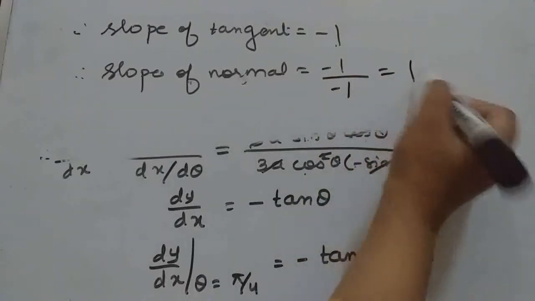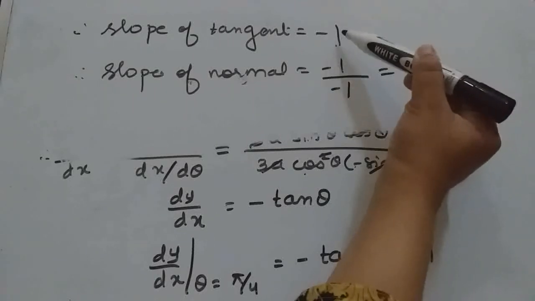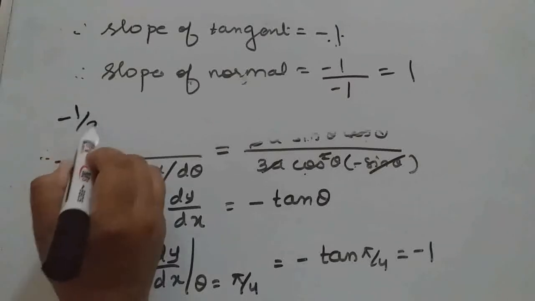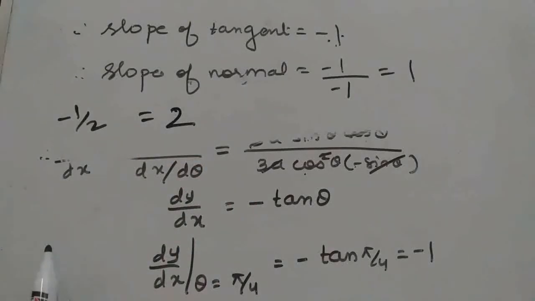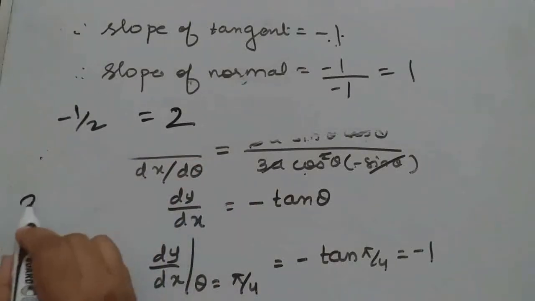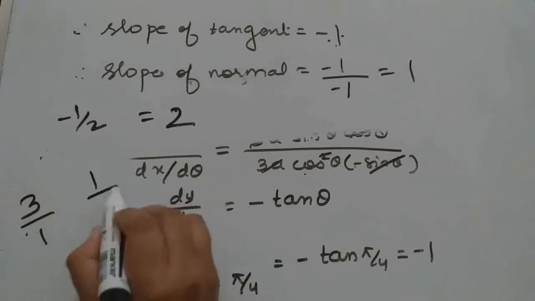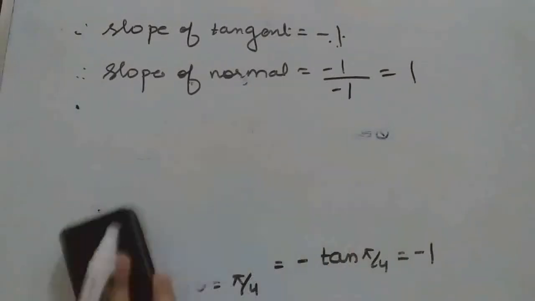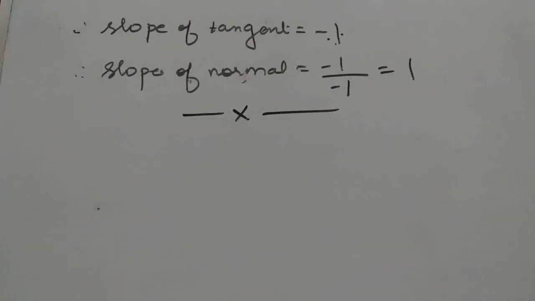Okay, that is 1. Or in other way, what you can do, you can take the reciprocal of this and change the sign. Suppose the slope of tangent is minus 1 by 2, so change the sign and take the reciprocal, so the slope of normal will be 2. Suppose 3 is the slope of the tangent, so the slope of normal will be 3 by 1, so take the reciprocal 1 by 3 and change the sign, plus to minus. So this will be the slope of the normal. So take the reciprocal and change the sign. That way also you can find. So now the slope of normal is 1.